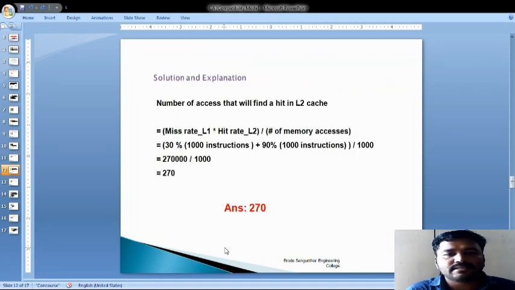Okay, so the solution: the number of accesses that will find a hit in L2 cache is equal to the miss rate of L1 into the hit rate of L2, divided by the total number of memory accesses. So 30 percent of 1,000 instructions times 90 percent of 1,000 instructions, divided by 1,000 instructions. That gives 270,000 divided by 1,000, and finally we get the answer as 270. So the number of accesses that will find a hit in the L2 cache is 270.